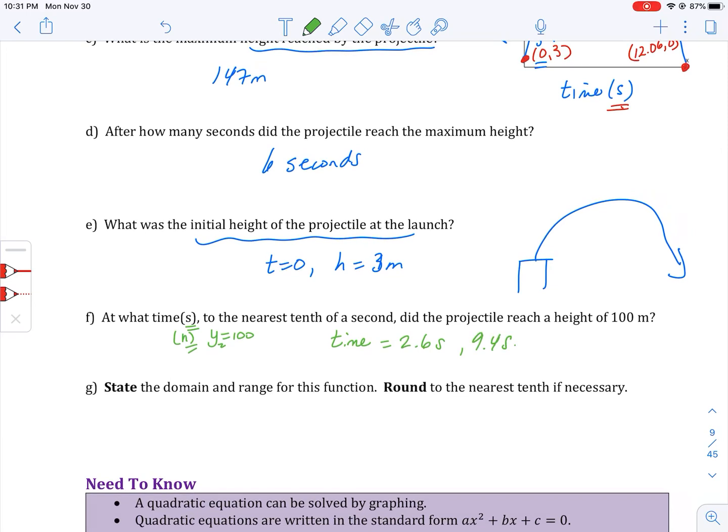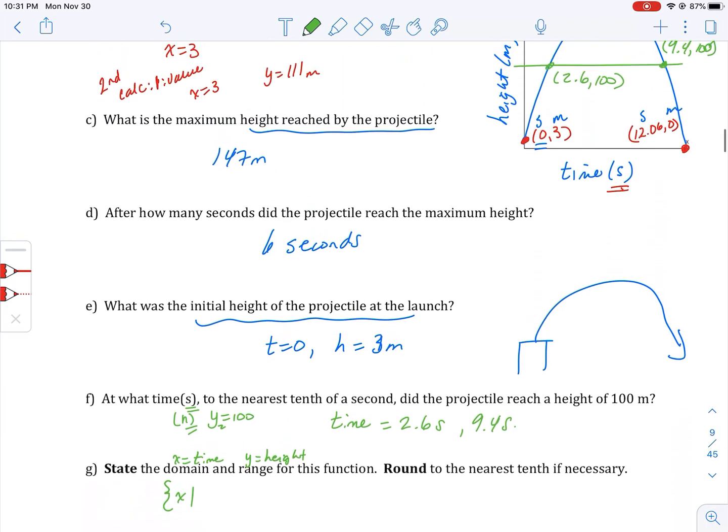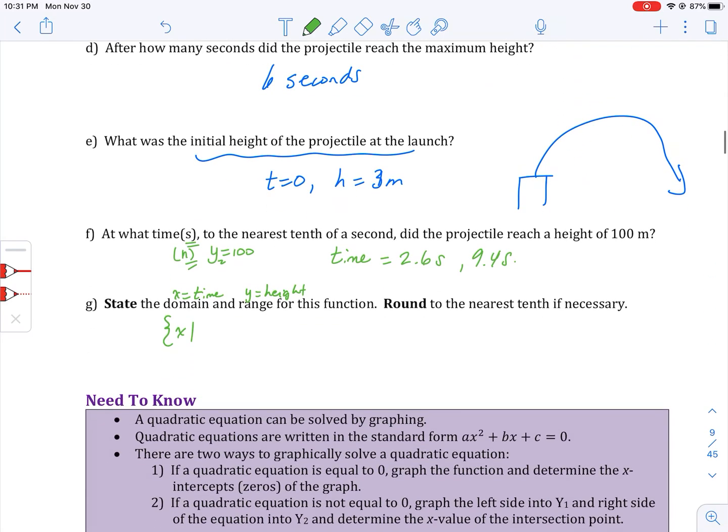And then finally it asks to state the domain and range for this function. So our time, which is our x, right? X is time. And range, our y is height. So we could use, in fact, h and t, or I'm fine if you just continue along to use x. So I know that the smallest x value, my smallest time is 0, and our largest time would be 12.1. Round to the nearest tenth if necessary. So remember, rounding counts. If you don't round properly, you're going to lose a half a mark.